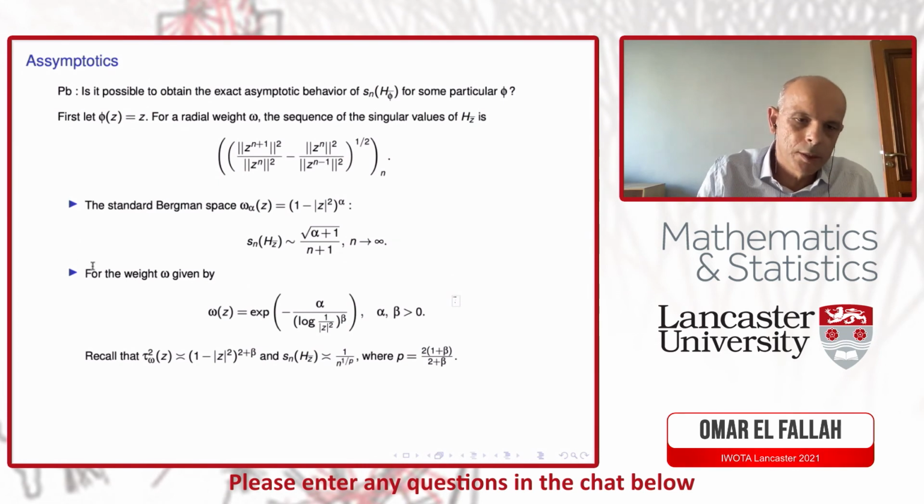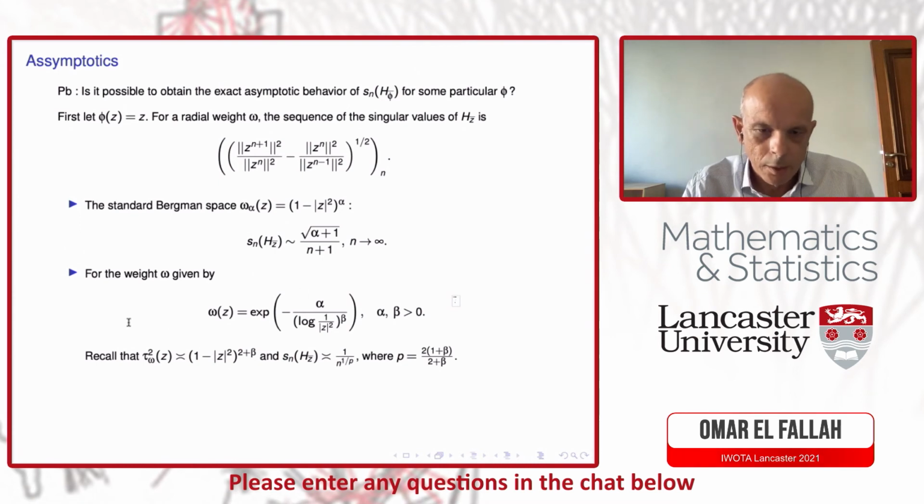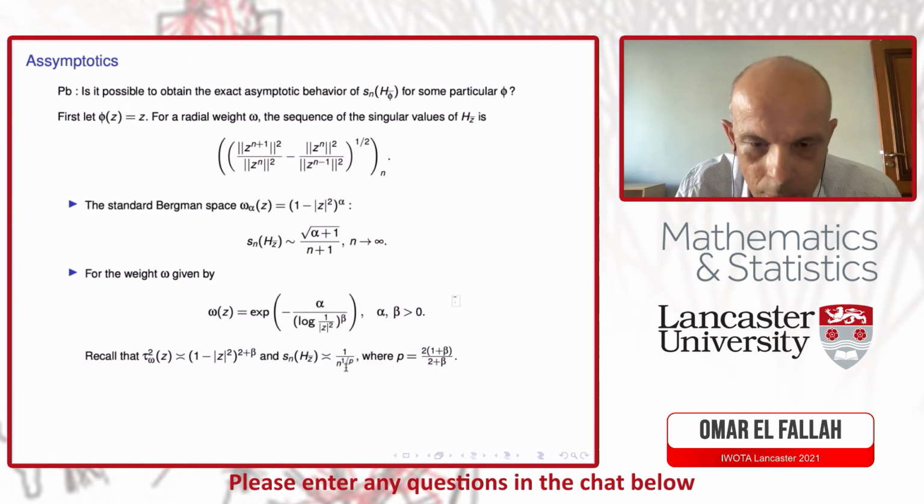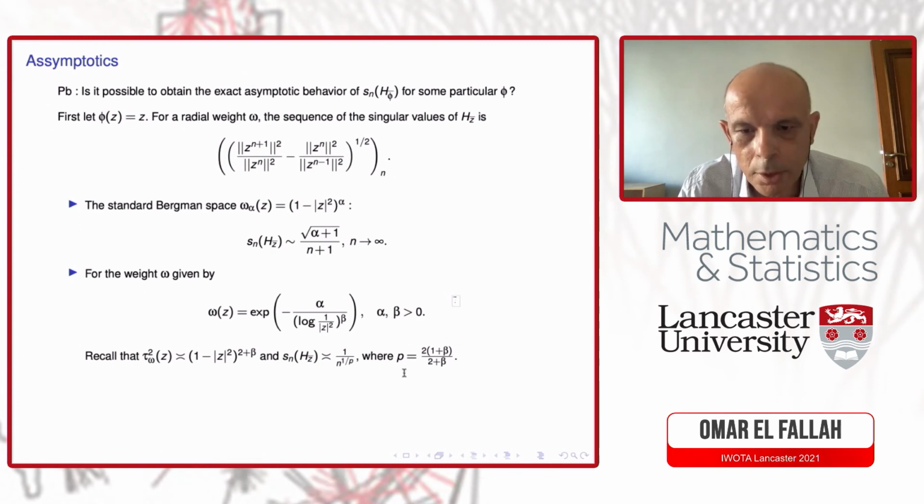For weighted, I will consider a generic example. I write it here; we can consider 1 minus |z|^2 to the power beta. To have a simple situation, I prefer to write it with log. So here tau omega is 1 minus |z|^2 to the power beta, 2 plus beta, and Sn H z bar is equivalent to this, with p equal, the same all the time, the same exponent.